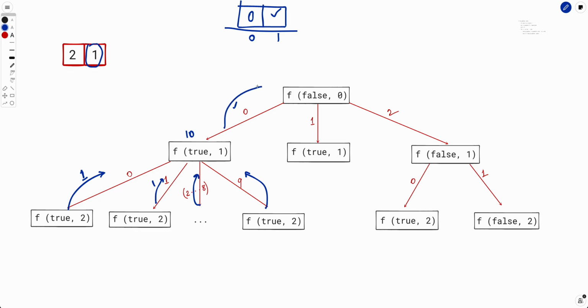So you are getting 10 from here. In the same fashion, you will be getting 10 from here as well, because they are exactly the same state, f of true of 1. From this, you will be getting 1, and you will be getting 1 from here. So in total, you will be getting 2 from here, right? So in total, you are getting 10 plus 10 plus 2, which is 22. So we are saying that there are 22 numbers which are less than equals to 21, which is true.